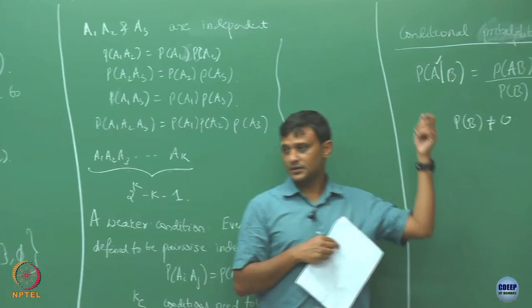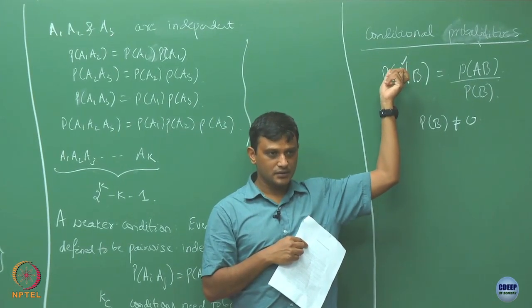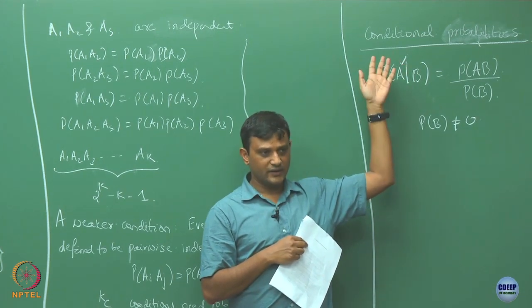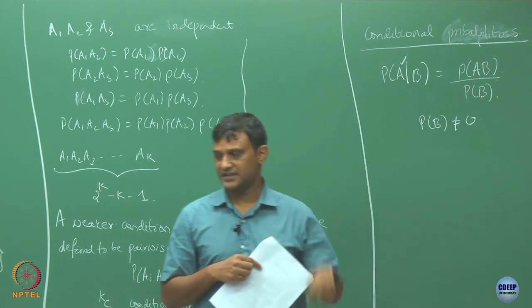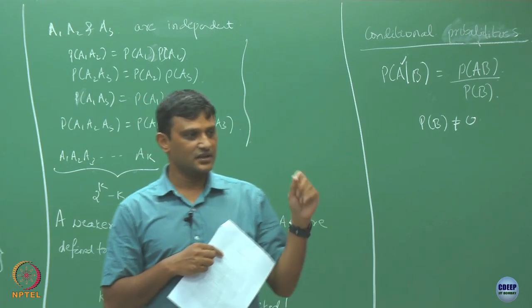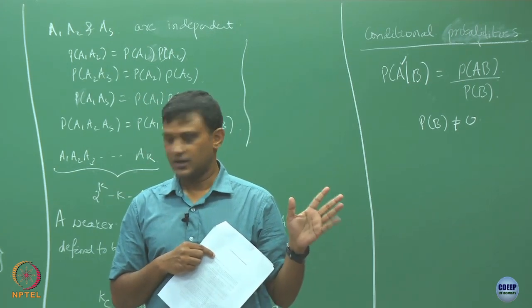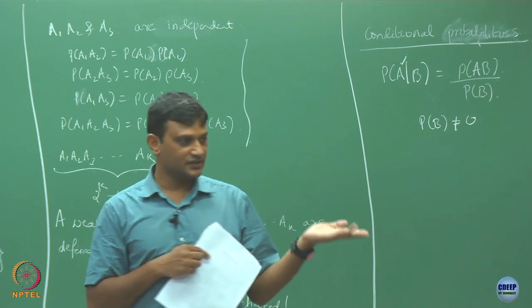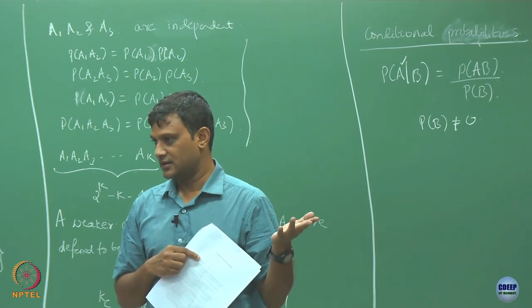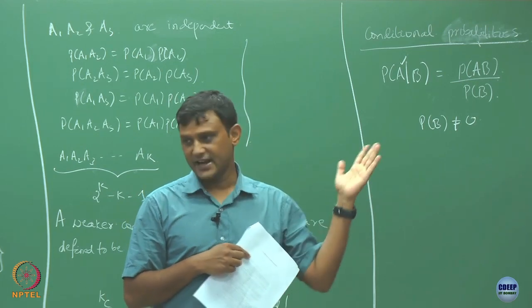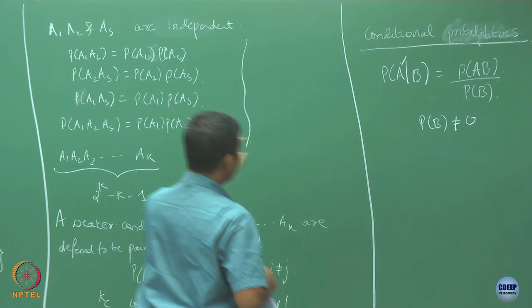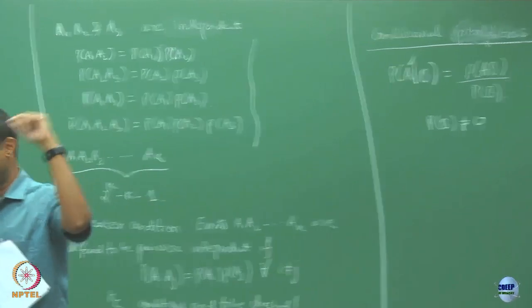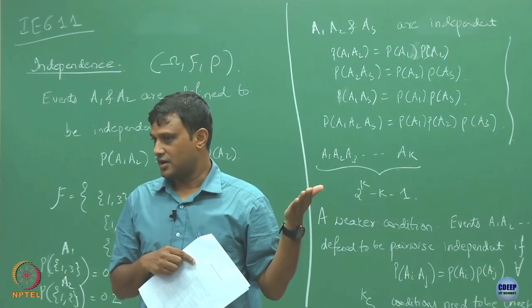Now, once I fix my B, I can change my event A, whatever event A I can ask. For example, in the coin dice problem, let us say first the B event, I said the outcome of the first dice is 4. After this, I could ask the question: the sum of the outcome of the dice is 6, the sum of the outcome of the dice is 7, the sum of the outcome of the dice is maybe 12. I can ask all these questions, and all these correspond to different events A. Each of these events will have their own associated probability, conditioned on this B.